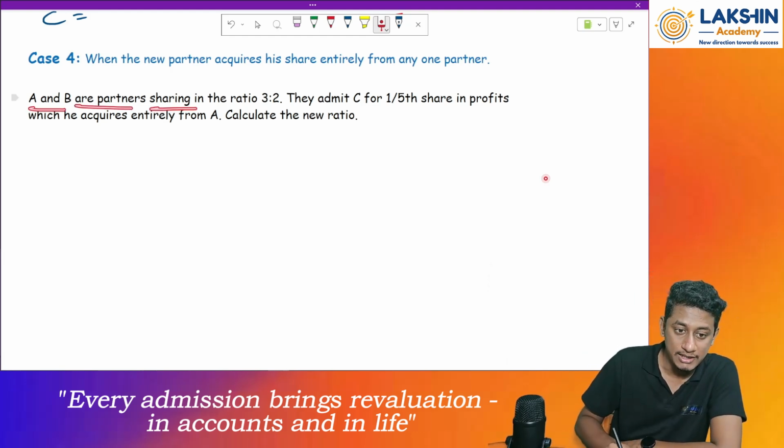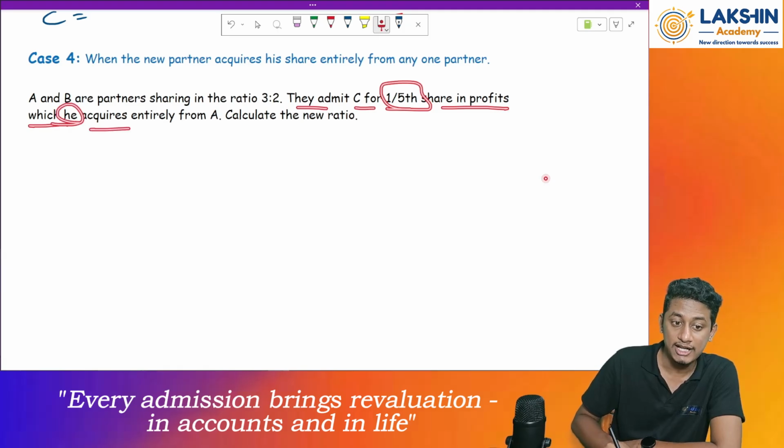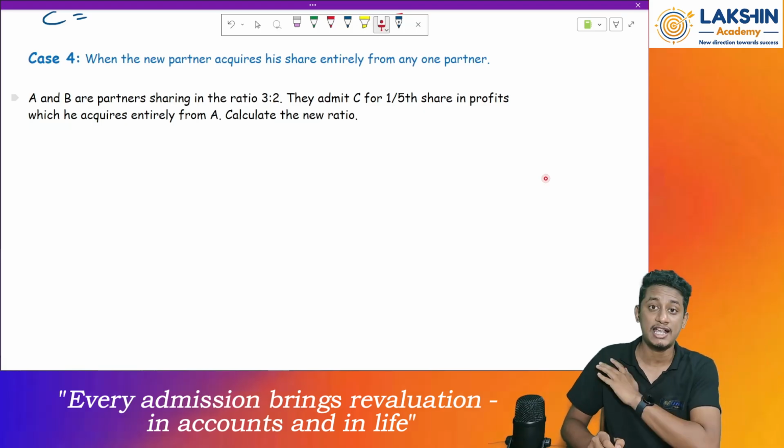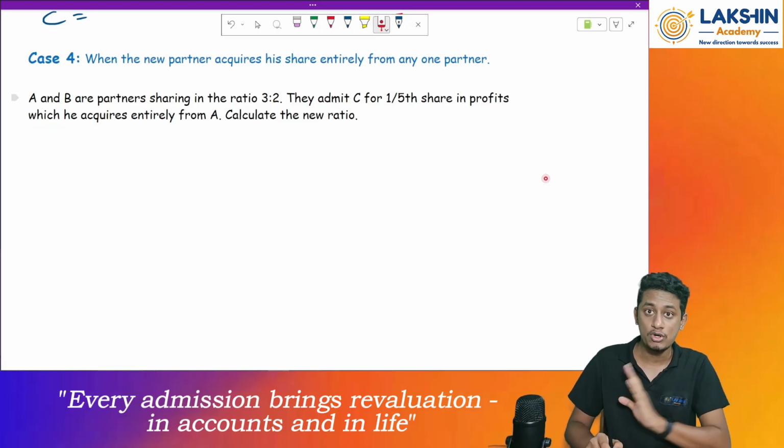A and B are partners sharing profits in the ratio of 3:2. Now they admit C for 1/5 of the share in the profit, which he acquires entirely from A. So basically from A only he is taking. Is B sacrificing anything? No sir. B is sacrificing nothing over here. So B's ratio, what it was, will remain the same. It won't change. Clear? Okay.